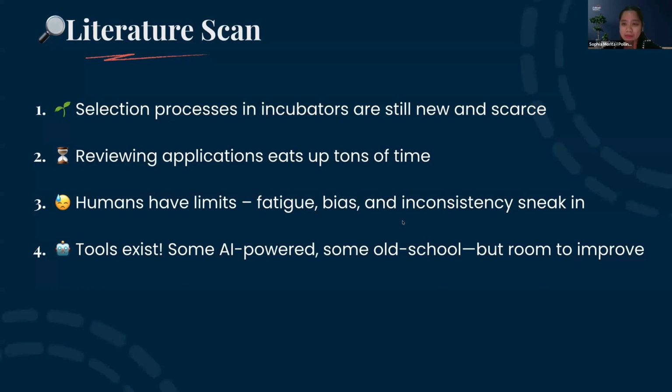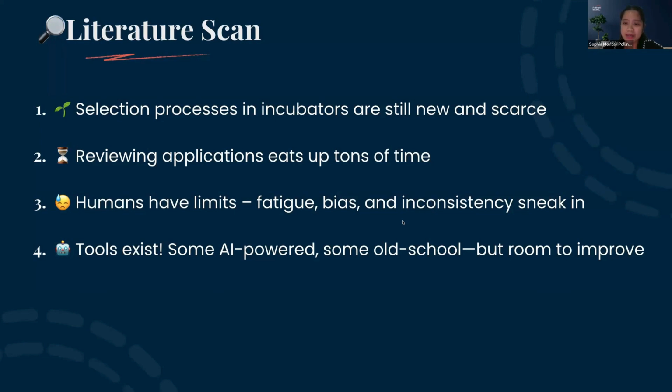The third insight is pretty interesting as well. There are a lot of human limitations in screening. Even the best teams face fatigue, bias, and inconsistency when reviewing applications manually. For example, there are personal preferences, stereotypes, or even unconscious biases. It can influence one's decision, right? Reviewers often vary in judgment, meaning the same application can receive different scores depending on who reviews it.